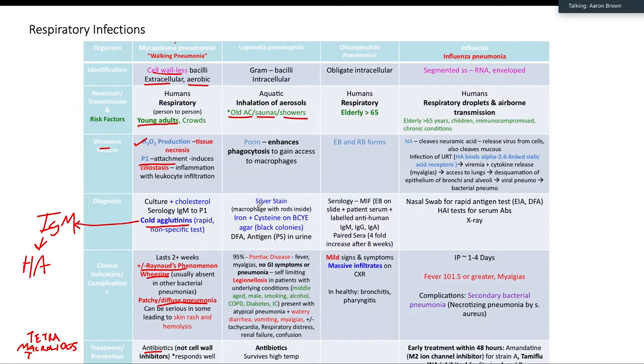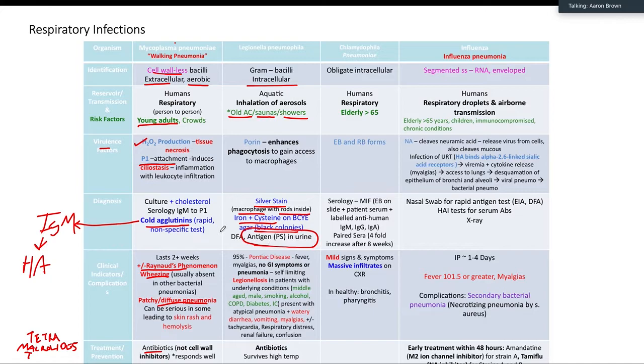Silver stain. We're going to see a macrophage with these rods inside. This is an intracellular bacteria, so the bacteria should be inside of the macrophage. Makes sense, right? We can culture this on iron plus cysteine agar, giving us black colonies. And also, we can see our Legionella antigen in the urine. Very easy way to test for this is to get our patients to pee in a cup, and we will test that for the Legionella antigen.